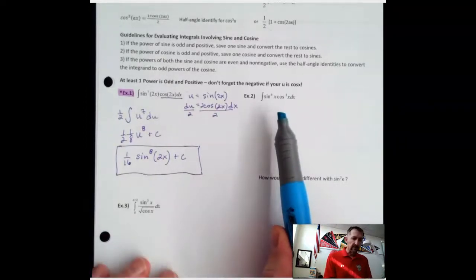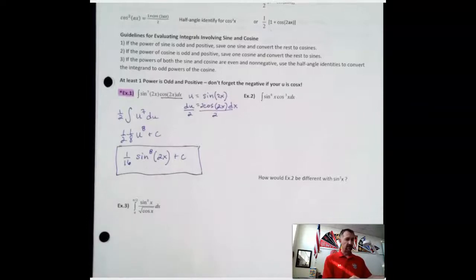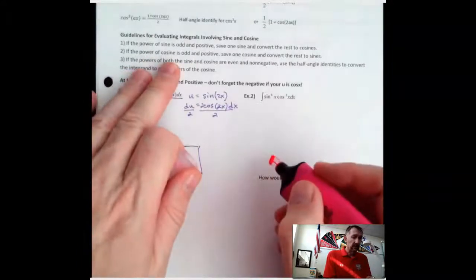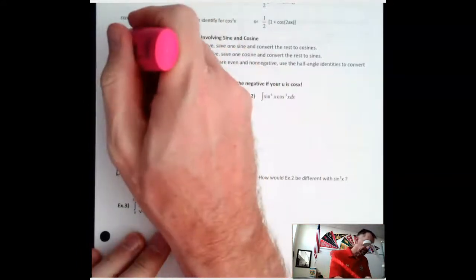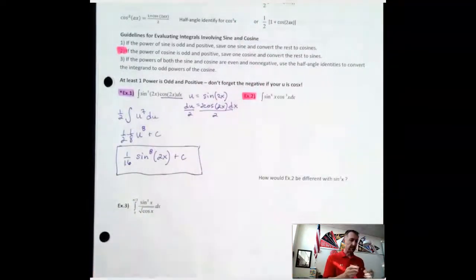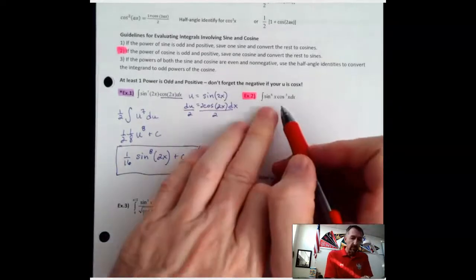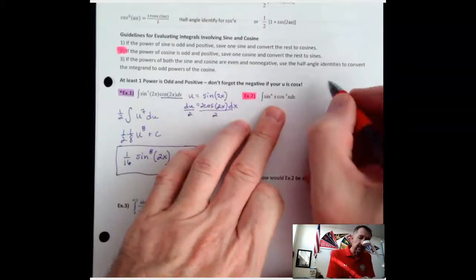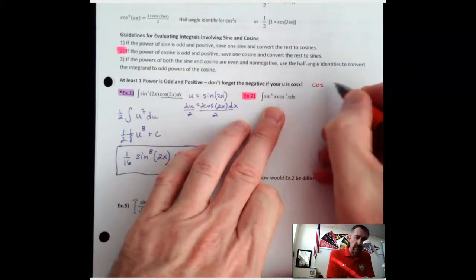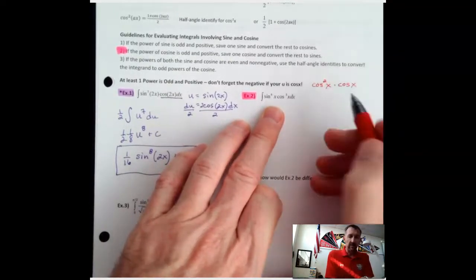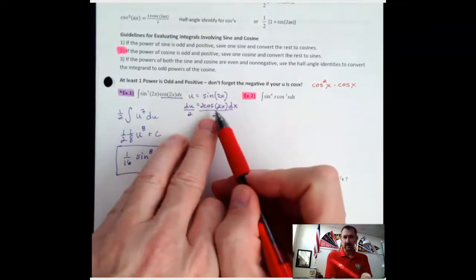Look at this next one here. Sine is even and the cosine is odd. So look here, cosine is odd, that's number 2. So what does that say? That says save one cosine and convert the rest to sines. So if we take that cosine and we change it to cosine squared times cosine, and hopefully you realize why we're saving 1. We're saving 1 because that's going to be our du.